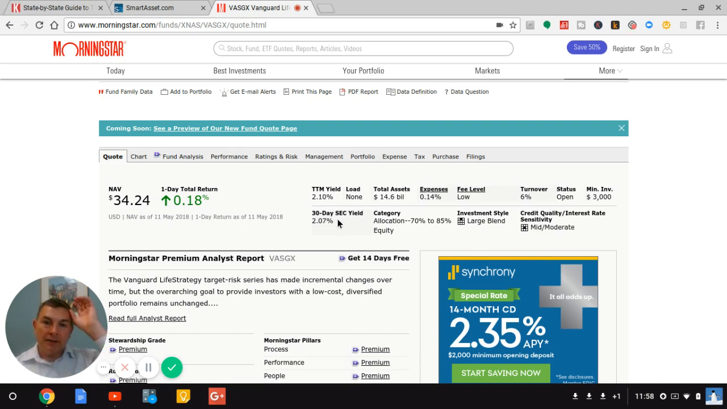The 30-day SEC yield, and so this is different. The trailing 12 months is what happened over the last 12 months. The 30-day SEC yield is what happened over the last 30 days. We always want to look at the 30-day SEC yield if we're going to think about buying a mutual fund. Absolutely. I don't much care about the trailing 12 months.